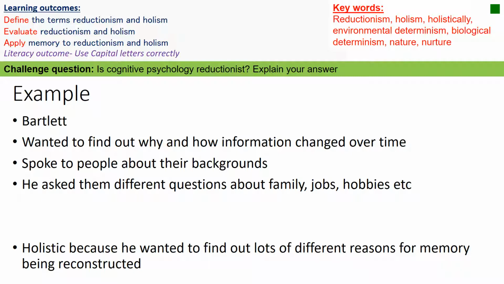Now remember, Bartlett's study is an example here of a holistic study again, because Bartlett wanted to see how participants' background knowledge and their pre-existing experience influence their experience of an event. So he read them the War of the Ghosts story, and he wanted to see how their pre-existing experiences affected their memory recall of the story. But what's interesting is his approach to this was to talk to them about their backgrounds, where they were from. He spoke to them about their jobs, their families, their hobbies. So he got a really rounded picture of his participants before he drew his results together as to exactly what was affecting that memory recall.